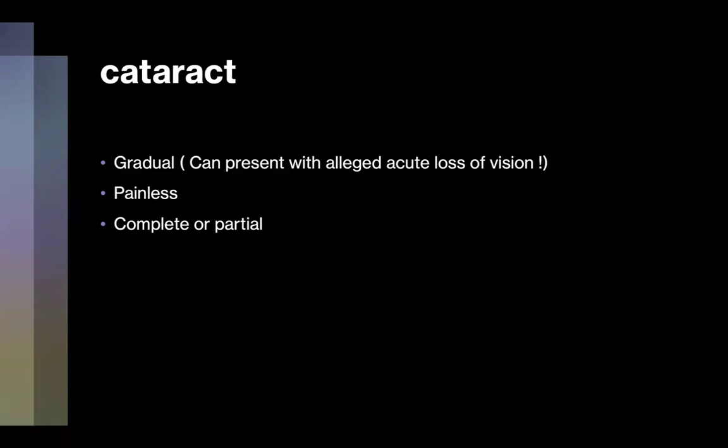Visual loss is gradual, but people can present saying, oh, I lost vision overnight. What happens usually is they close one eye for some reason and then suddenly realize their vision in the other eye is not very good. That's what happened. So you have to be very cautious when they say sudden loss of vision. Just ask the history: how did they find out that they lost the vision? It's very important to ask a detailed history.